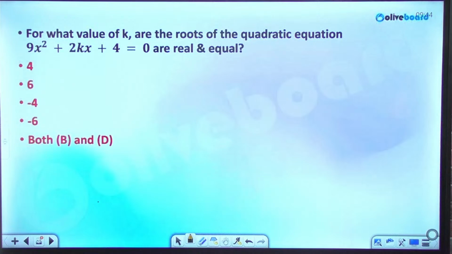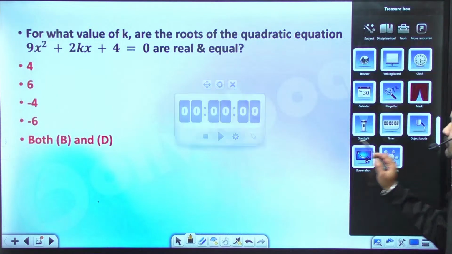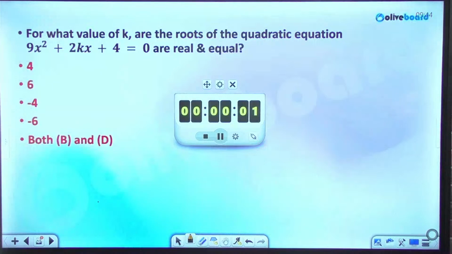For what value of k, the roots of the quadratic equation are real and equal? Real and equal roots.